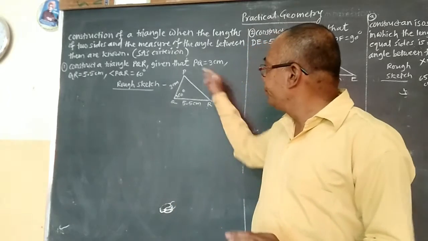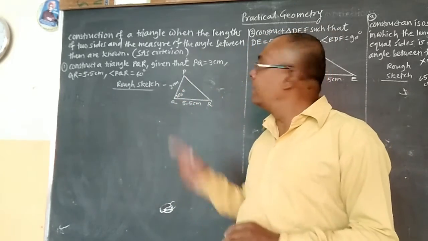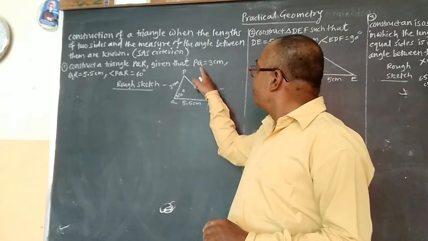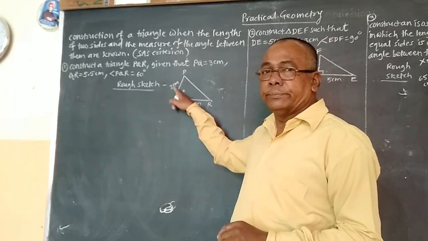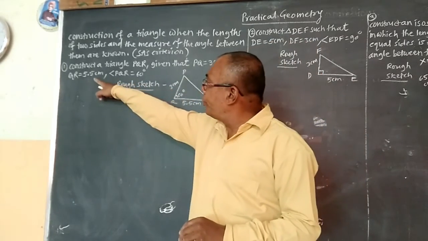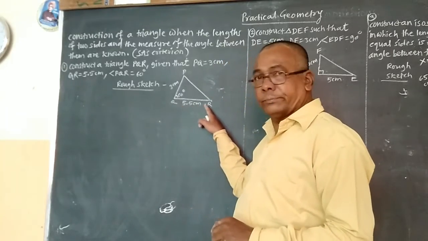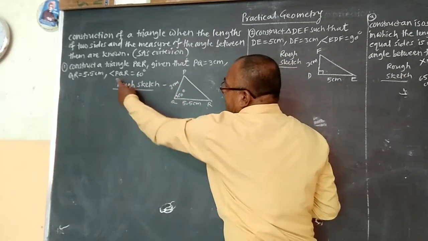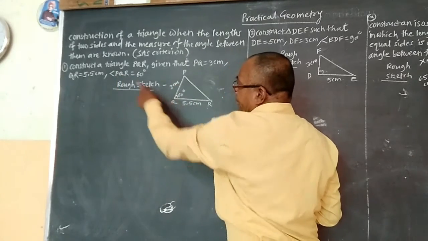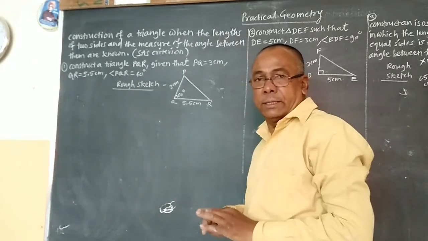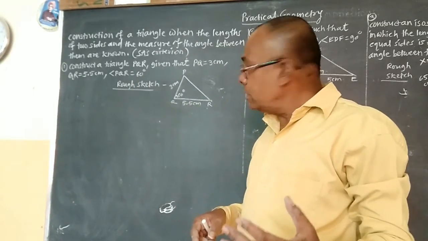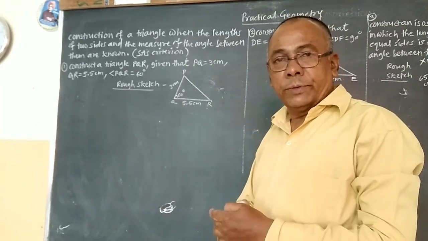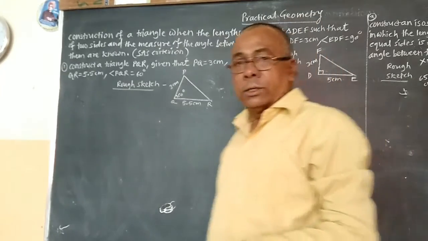So here I have drawn the rough sketch of the triangle, that is triangle PQR, in which PQ is given 3 centimeter, then length of QR is given 5.5 centimeter, and the angle included by these two sides, that is angle Q, is given 60 degree. And after drawing the rough sketch, we can construct the triangle of the given measure. So let us construct the triangle.